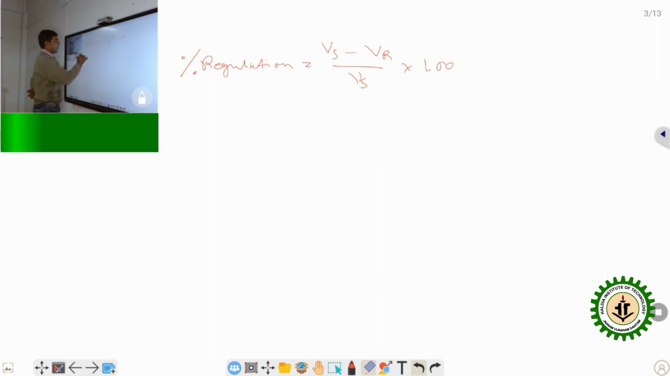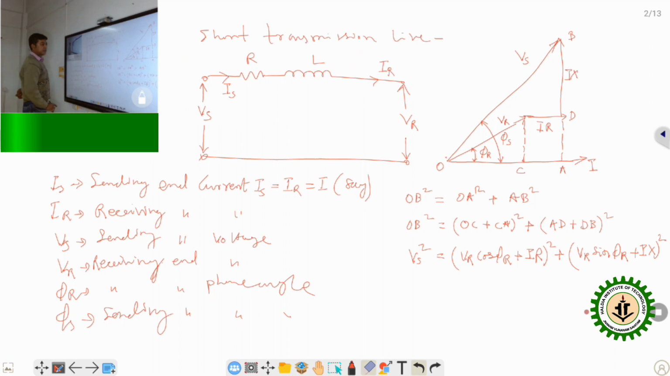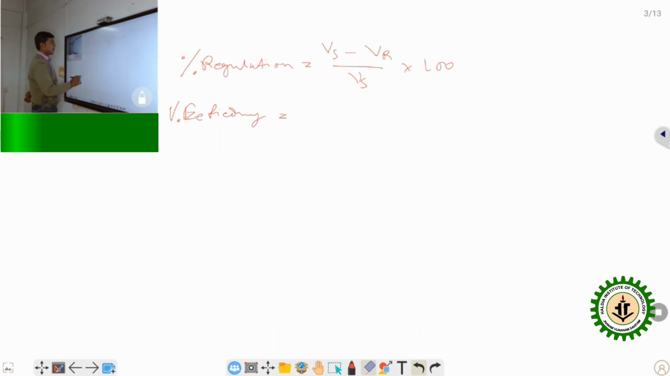Okay. If I want to calculate efficiency, all things we can calculate. Percentage efficiency, then we can calculate as you see. So this is the part efficiency. If I consider the receiving end, or say this is your sending end, what is the efficiency? That means output divided by input. Efficiency means output divided by input multiplied by 100.